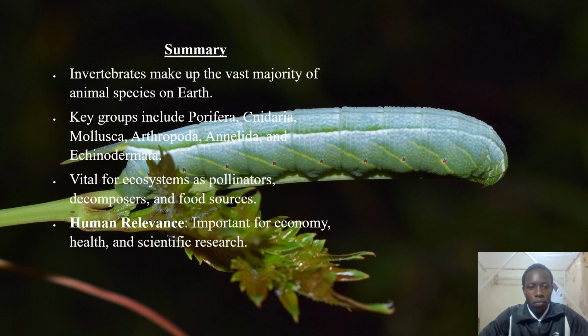They are also vital for the ecosystem as pollinators, decomposers, and as a source of food to humans. Some of these organisms are eaten, and it serves as a food source, thereby food security. Human relevance. They are important for the economy, health, and scientific research.